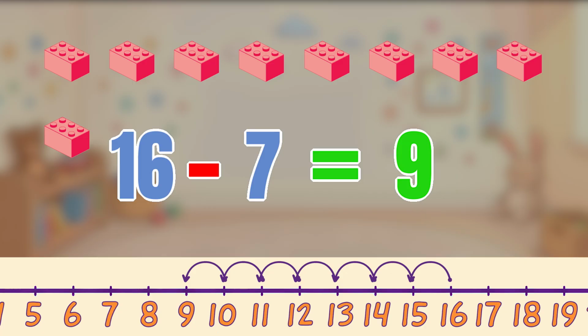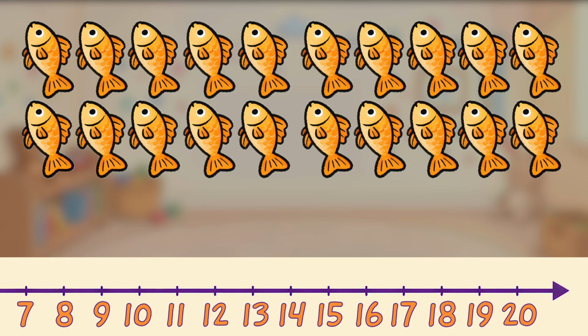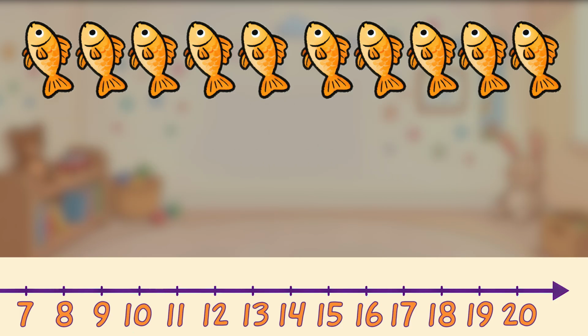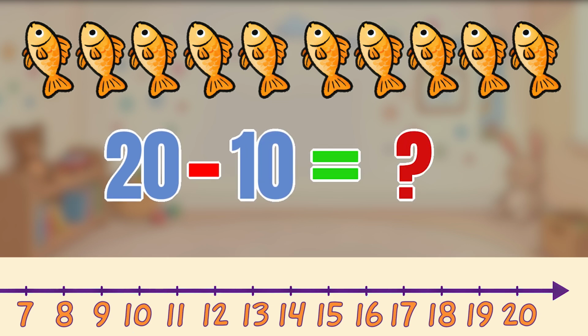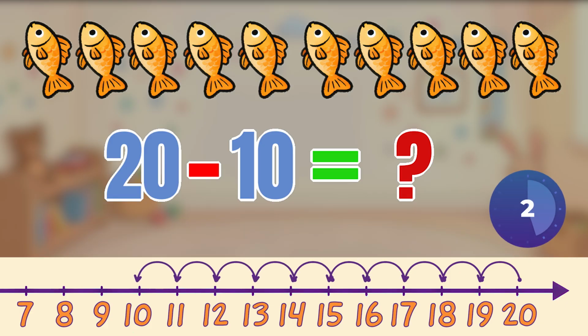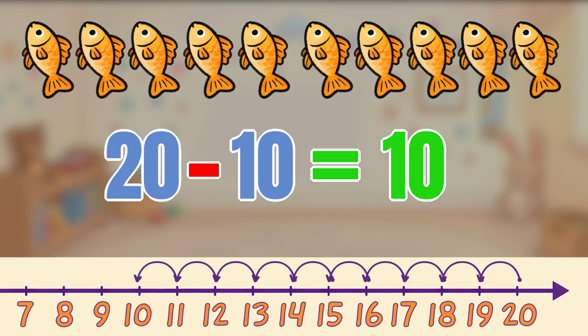Wow, great job. Let's do a bigger number. You have 20 fish in a tank and 10 swim away. 20 minus 10 equals, start at 20 and hop backwards 10 times. You could do it. That's right, 10. 20 minus 10 equals 10. Great job, you're a subtraction superstar.